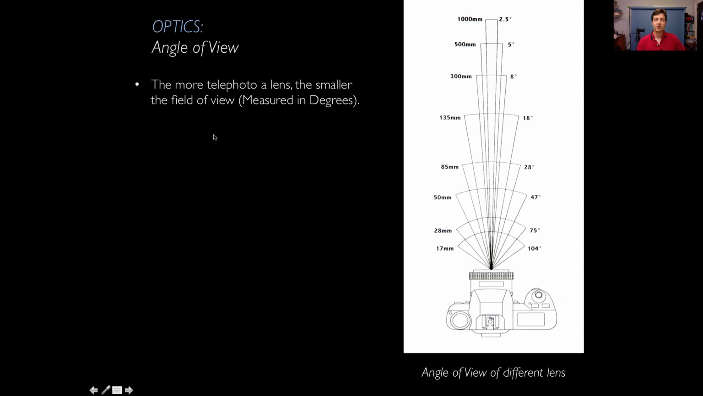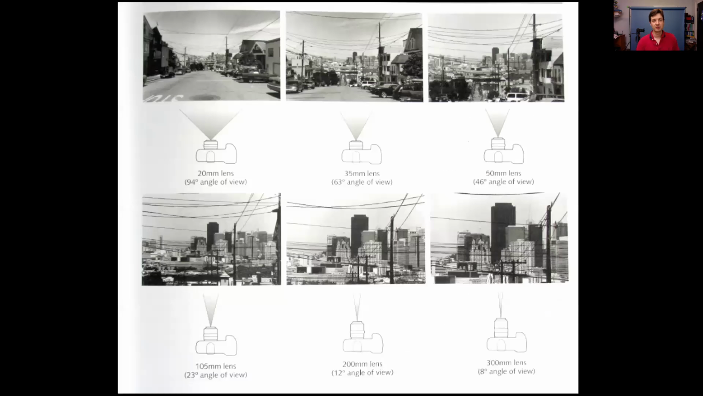So the more telephoto a lens, the smaller the field of view, the narrower it is, because we're taking something very far in the distance and we're just focusing on that. Whereas a wide angle lens takes in a wide angle. And that's really all you need to know. It's not really important that you know what the angle of view is for a particular focal length lens, unless you really need to know that for a specific situation. But most of the time you don't.